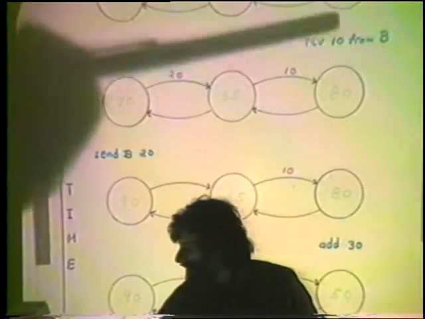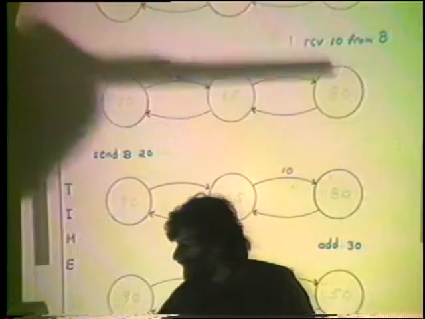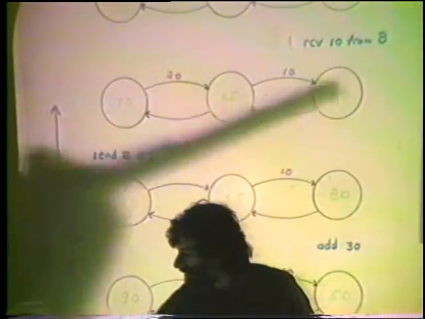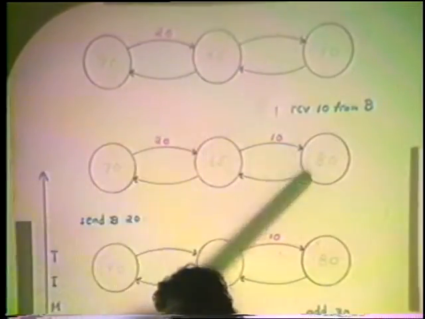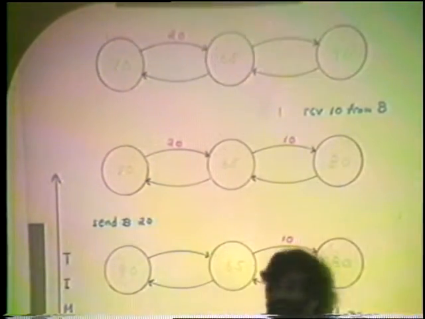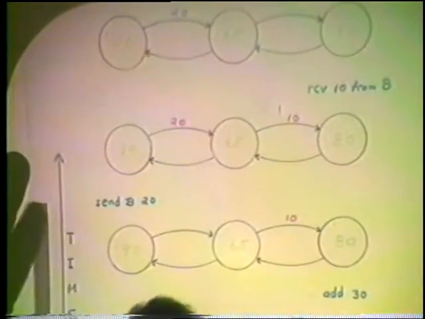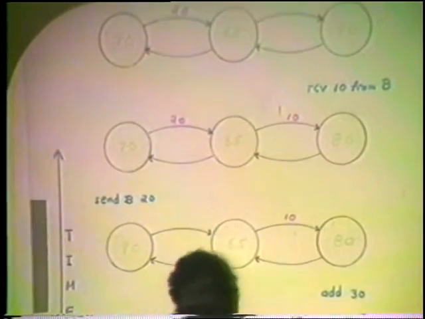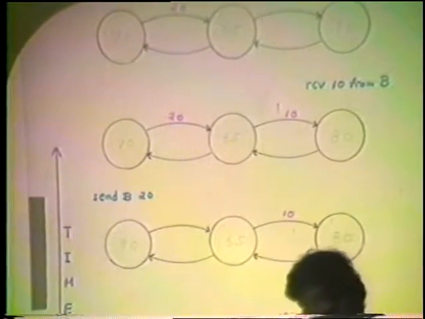And then there's a receive 10 from B action, and so this $10 message is received, and the $10 are added to process C's state. Okay, this is a very simple-minded example, and it's a very simple-minded model.